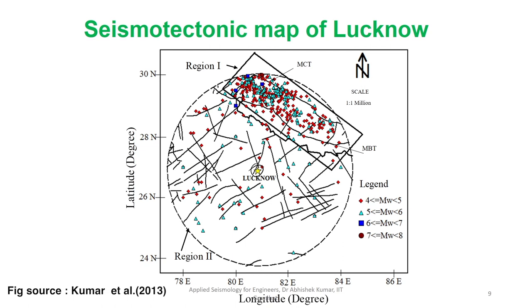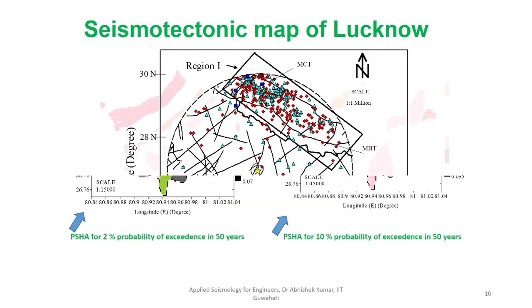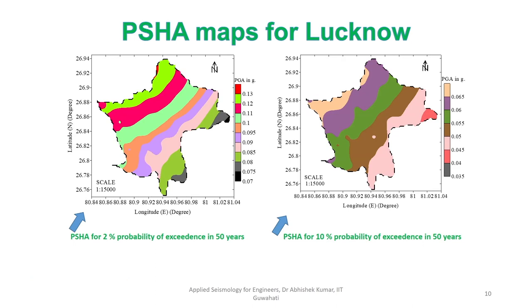Then these are the regions where past earthquake information is densely available, or past earthquake epicenters are densely located. Based on this, one can develop the seismotectonic map, and using this seismotectonic map, taking the duration of completeness, magnitude of completeness and seismic activity, which have been discussed in earlier lectures, one can develop it. This has been taken from Kumar et al. 2013.